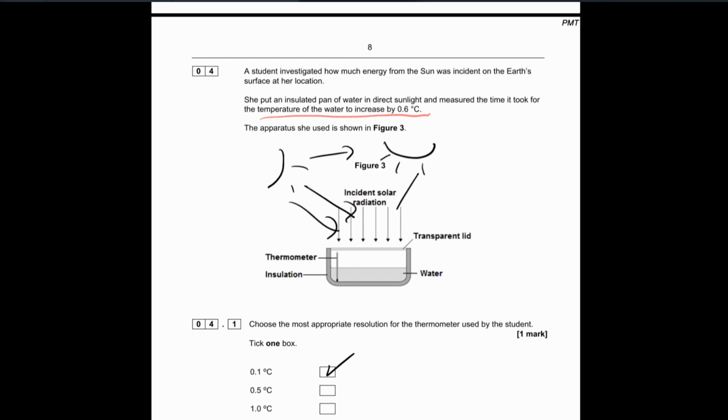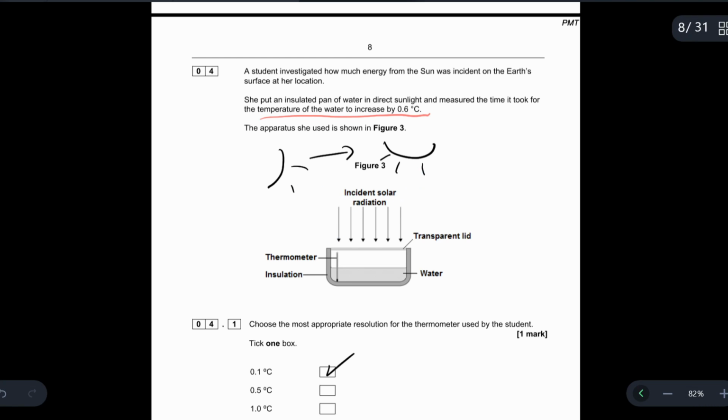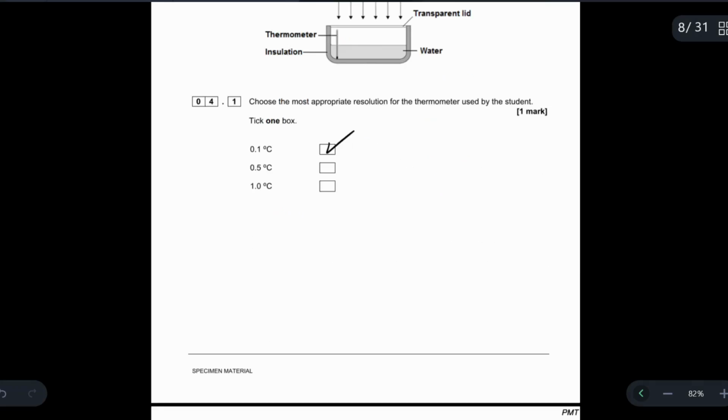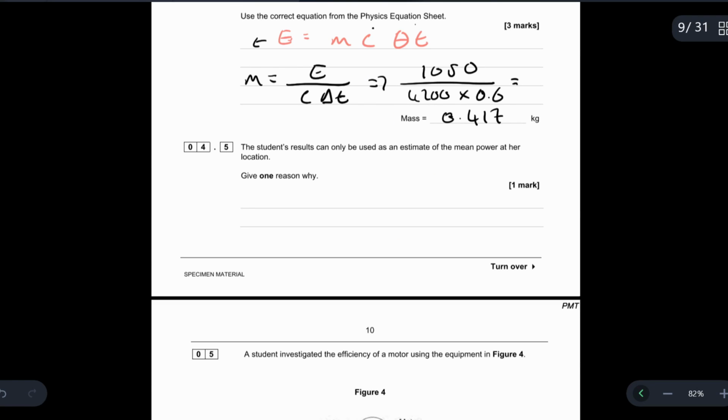And if that changes, that could change the kind of intensity of solar radiation that's been incident upon your container here, and that would essentially change the mean power from the sun. So over the 5 minutes, the power could actually change, and because of that, we would say that this is only a mean reading of the power at that point. So that's the point I would say.